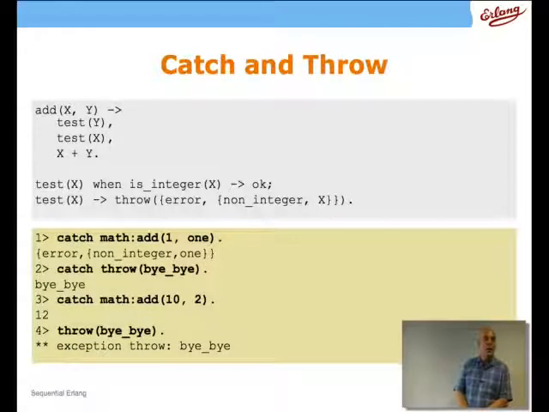I think we can see an example here. We've got an add function which tests the value of y, tests the value of x, and then returns the sum. And what test does is when x is an integer, it returns OK, otherwise it throws an exception. And if we call the function add with an integer and an atom, and catch the exception, we get a non-integer coming out of that. If we throw the exception bye-bye and catch it, we get bye-bye.